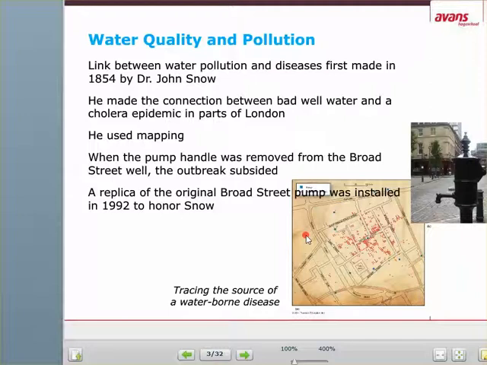Anyway, he made a map, and he was the first one to do this. He put a red dot where every sick person was, and he noticed that the red dots were always near one certain well.